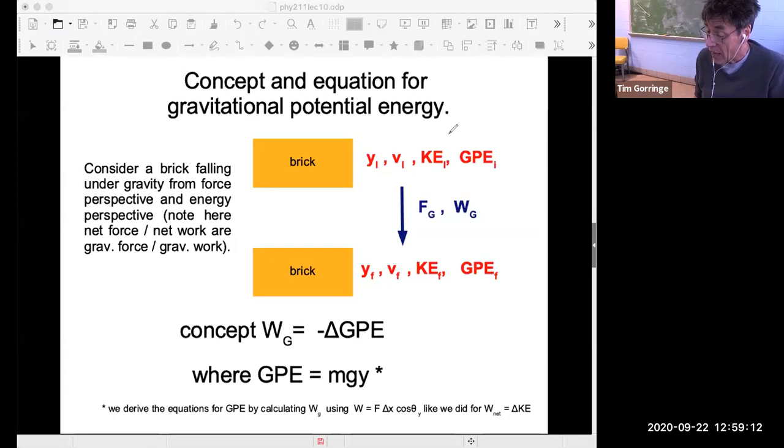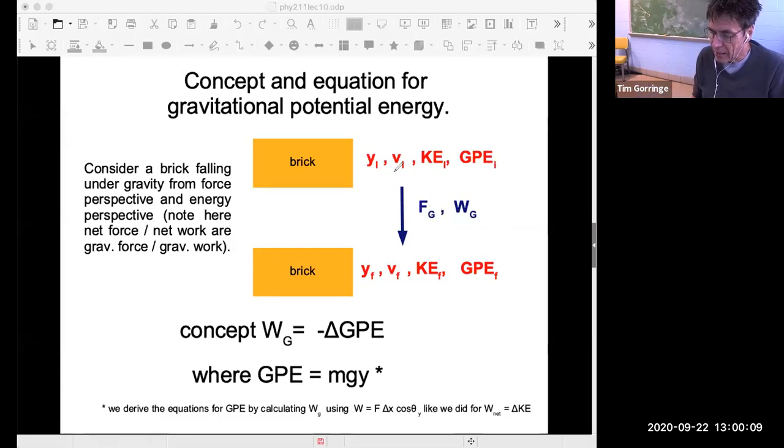And we know as the brick falls down, it's going to get faster, so the velocity is going to increase. So vf is going to be bigger than vi, and the associated kinetic energy is going to increase too. So the final kinetic energy, KEf, is going to be greater than the initial kinetic energy. And what we want to add to this picture is the gravitational potential energy. Here's the initial gravitational potential energy, and here's the final gravitational potential energy. And again, we're going to be looking at this example from a new, modern perspective. Rather than the force perspective, Newton's second law, we're going to look at it from the energy perspective and energy concepts.